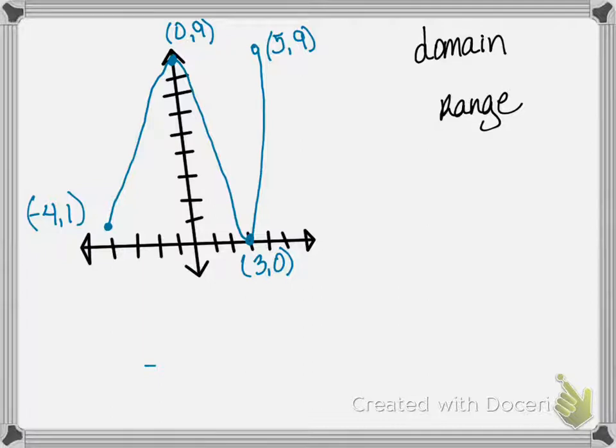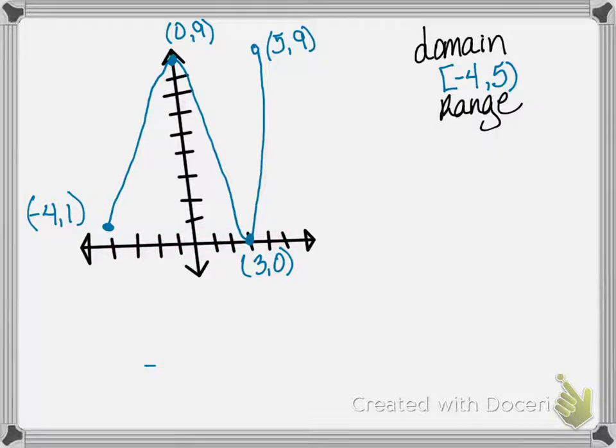So my domain for this one is -4, but I need a bracket because that dot is colored in. That's why I have to have a bracket there. And then I'm going to the 5, and I need a parenthesis there. So this is my domain right here, and notice that I focused on my x values for each of those ordered pairs.